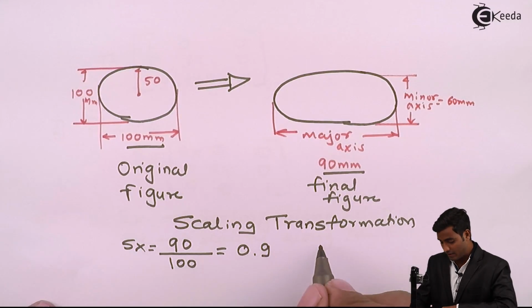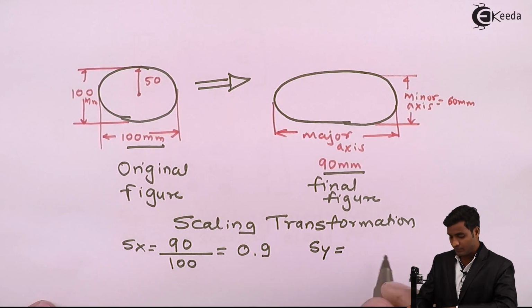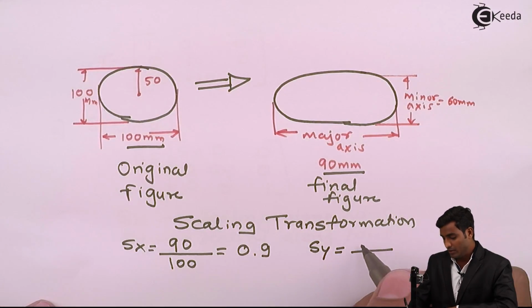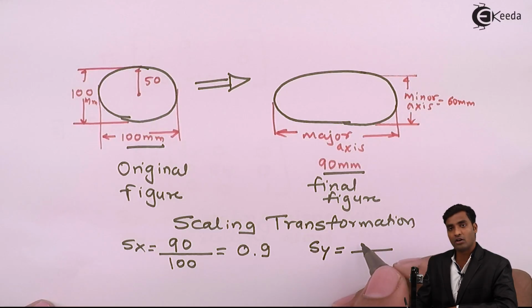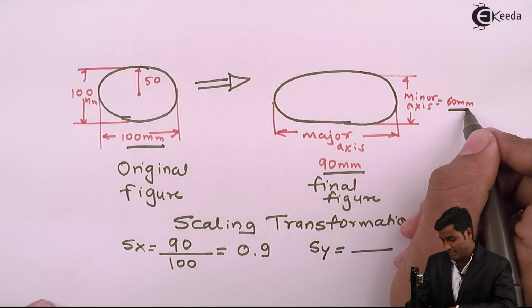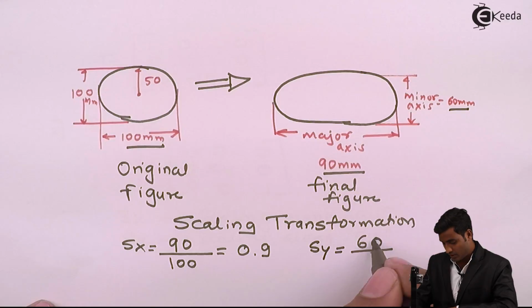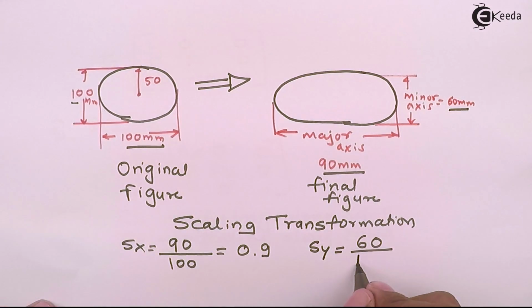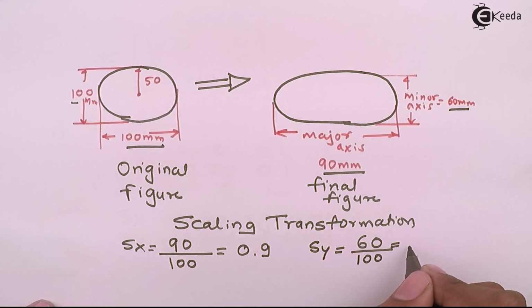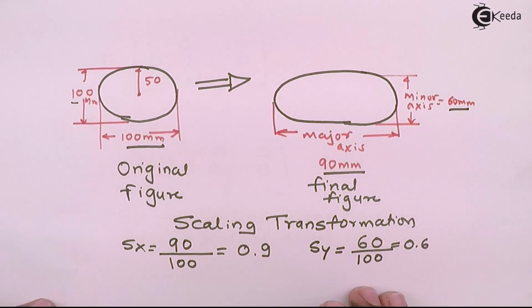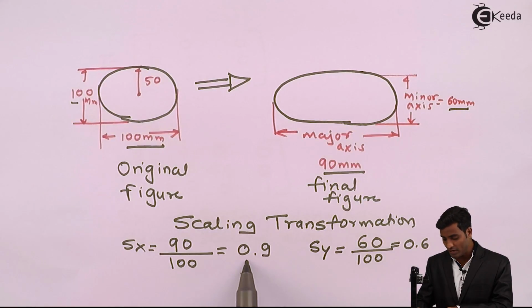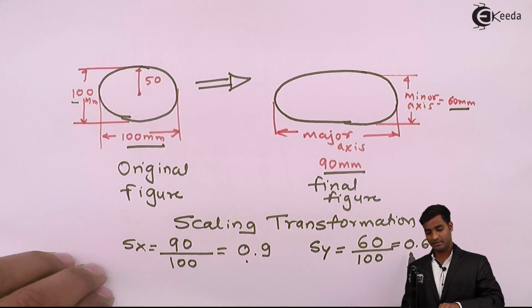So the value of Sx will become 0.9. Similarly for Sy, the new figure dimension along y direction, that is 60 mm, and the original figure y dimension, that is 100 mm. So the value of Sy will become 0.6. So we got the value of Sx and Sy, where Sx is 0.9 and Sy is 0.6.